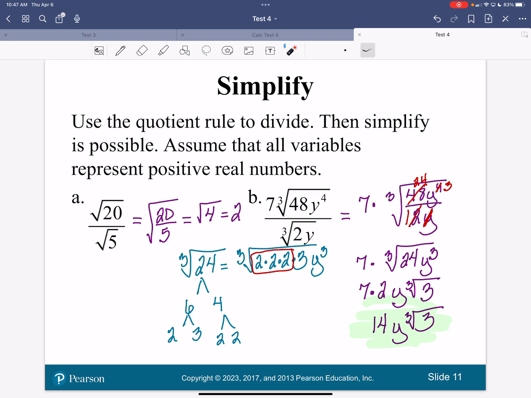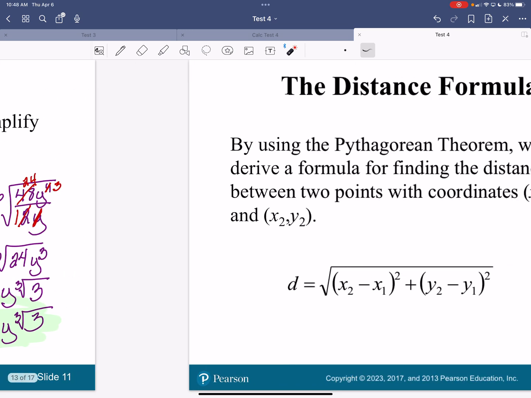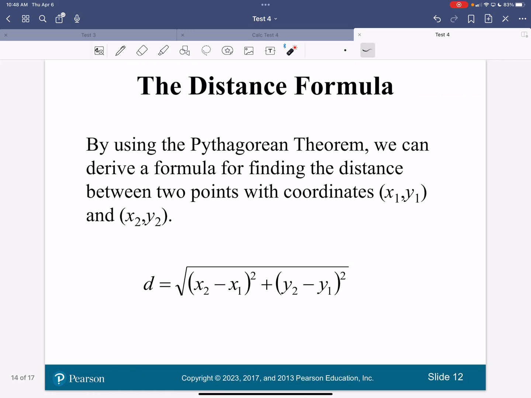Now we're going to start looking at the distance formula and the midpoint formula. The distance formula and the midpoint formula are both formulas that you will be given on your test 4 as well as your final exam. Okay? So this is your distance formula.